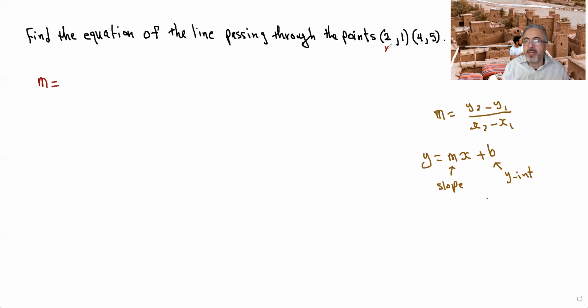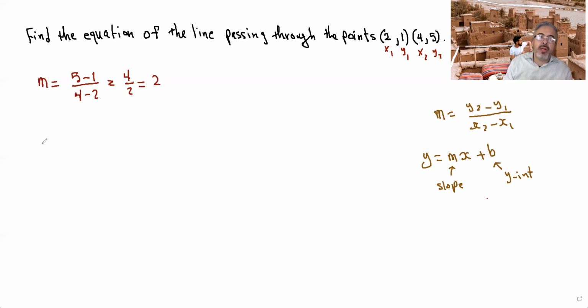So you take your points right here, call them x1, y1, x2, y2, and you find the slope that way. So y2, which is 5, minus y1, which is 1, so 5 minus 1 over 4 minus 2, so x2 minus x1, which gives me 4 over 2, which is 2.